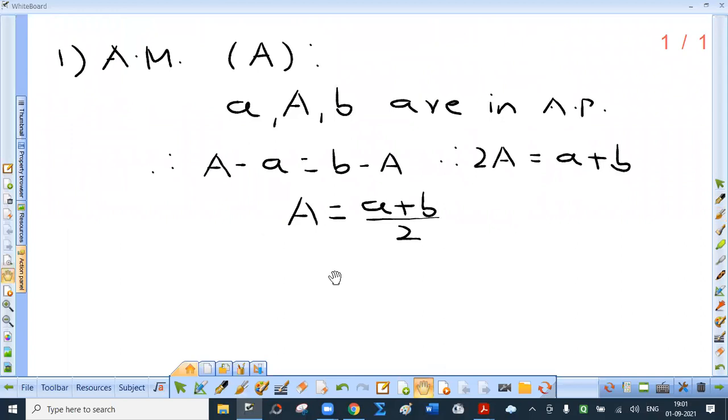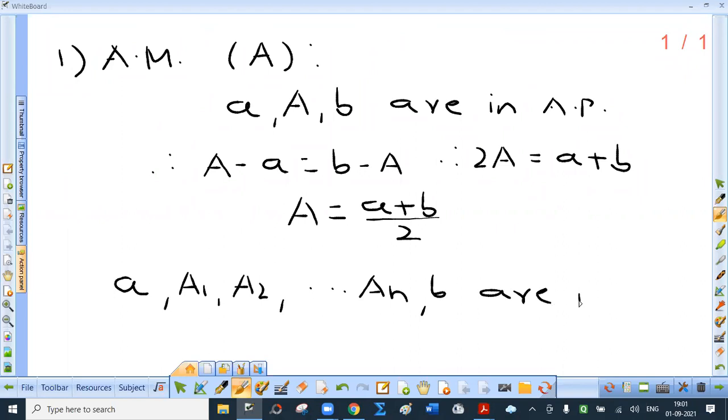Now you have to remember the next definition. Suppose a, A1, A2, up to An, and then b are in AP.